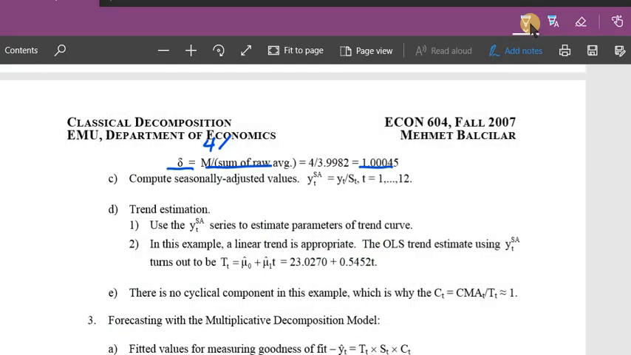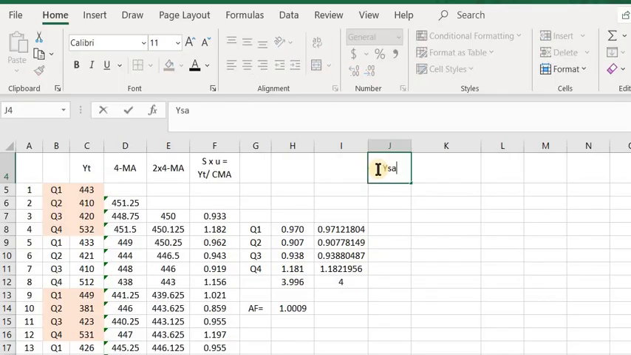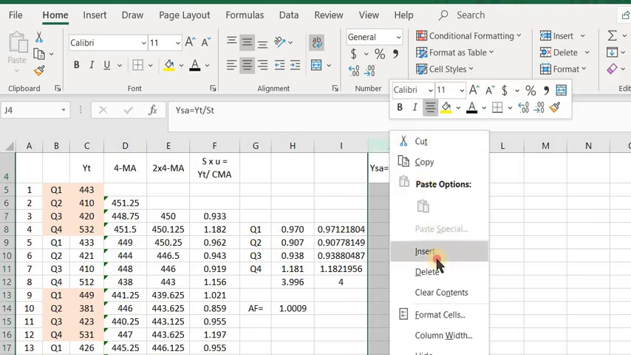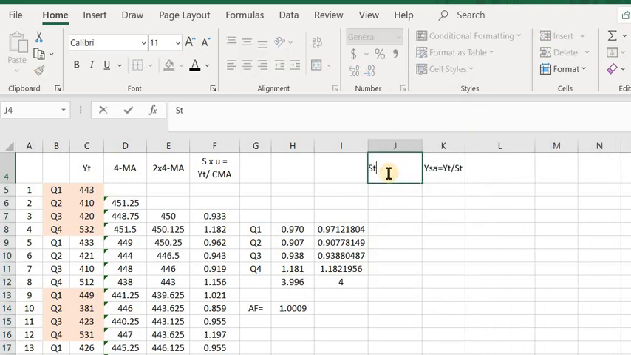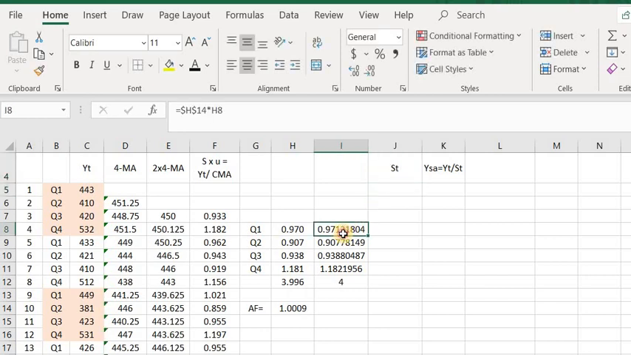Then we need to compute the seasonally adjusted value, which we denote as Yt SA. We divide the observed data or series by the St that we adjusted just now. So the equation is Yt SA equals Yt divided by St. Then we need the St here. Insert St. So St is this one. We repeat this accordingly for each year.